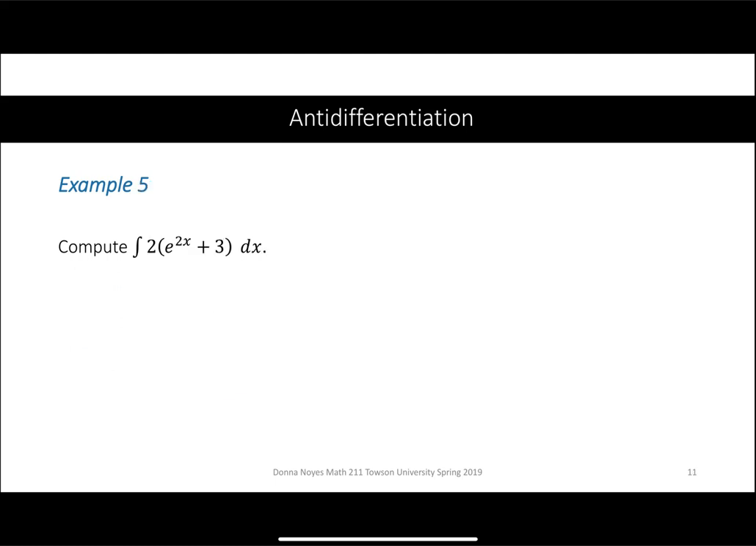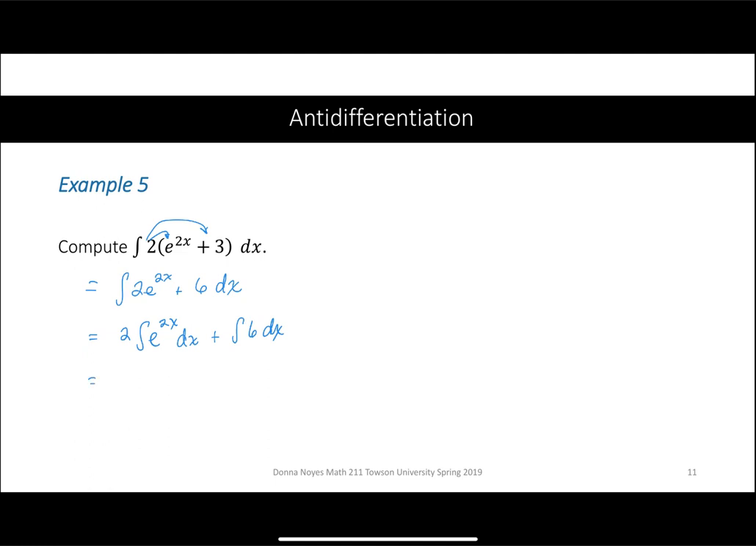Let's try another exponential. This time I have a constant times 2 different terms on the inside of the integral. So in this case, it's actually easier to go ahead and distribute the 2 and say that this is the integral of 2 e to the 2x plus 6 dx. So what I can do is make this 2 times the integral of e to the 2x dx plus the integral of 6 dx.